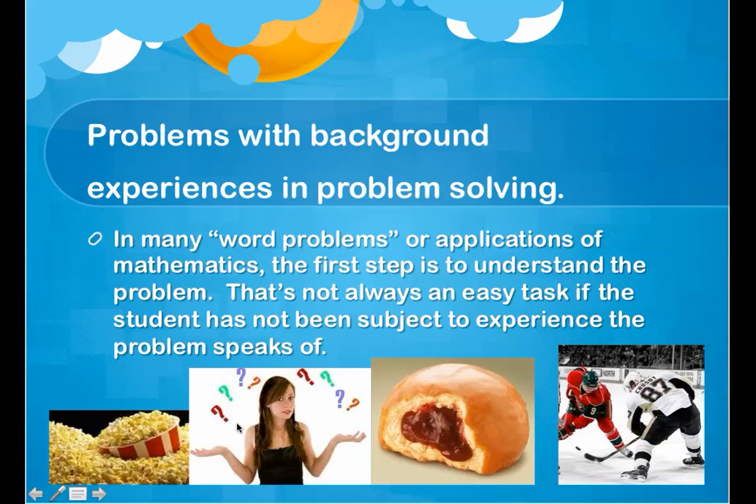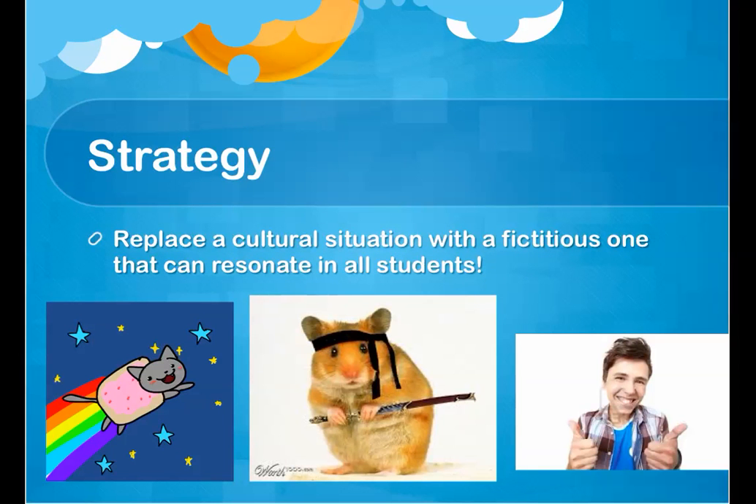So, for example, I've had word problems in my mathematics course that had popcorn, jelly donuts, and hockey. And I had many students from different backgrounds who had no clue what they were talking about, so it was difficult to apply the mathematical skill to that problem set because they just didn't understand the application to begin with. The first step was out of bounds for them, so one strategy that I have used is to replace the cultural situation with a fictitious one that can resonate with all students.